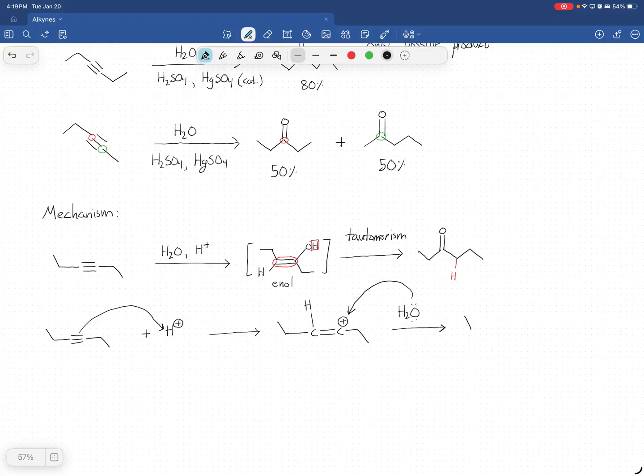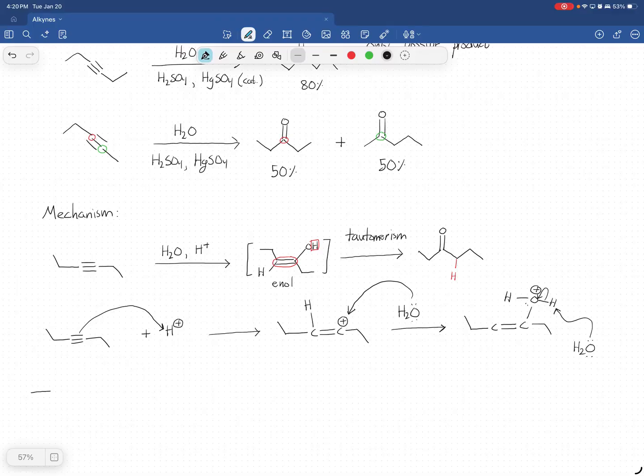This will generate our enol intermediate. So first we're going to draw this OH, H plus, and this still has a lone pair. Another water molecule, since this is always going to be surrounded by water, is going to come around and pluck off this hydrogen and make this neutral.